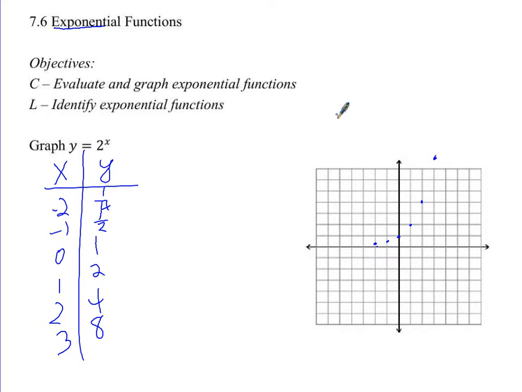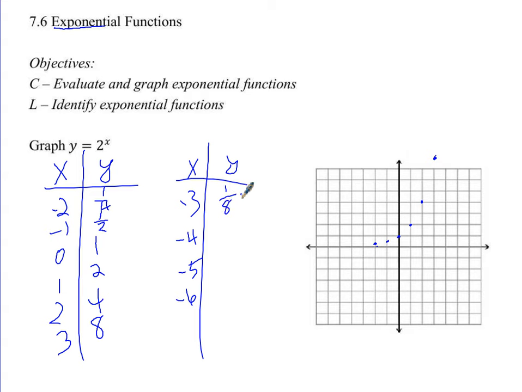I want to take this farther. I'm going to make another table here. And instead of stopping at -2, I'm going to start at -3 and continue. -4, -5, -6. That pretty much takes me out to the edge of my graph. So what would 2 to the -3rd power be? Yeah, it's 1/8. And what do I get when I plug in -4 for x? 1/16, because it's 1 over 2 to the 4th, which is 16.